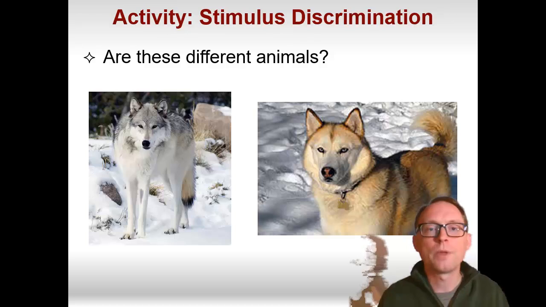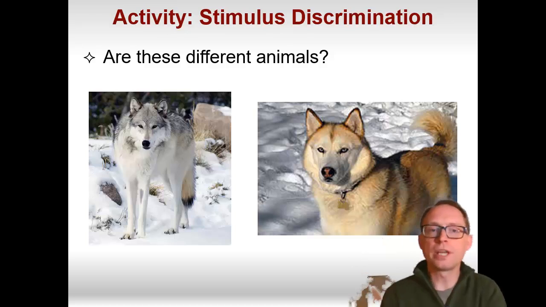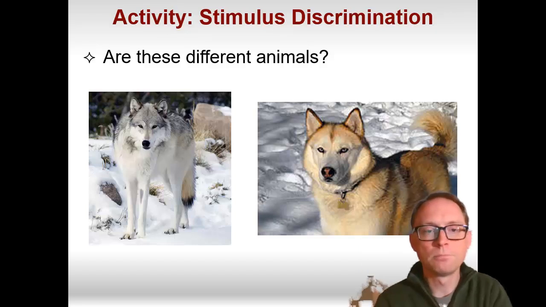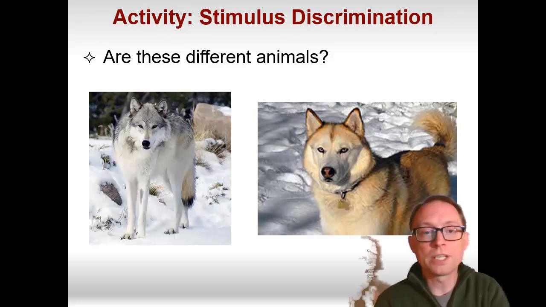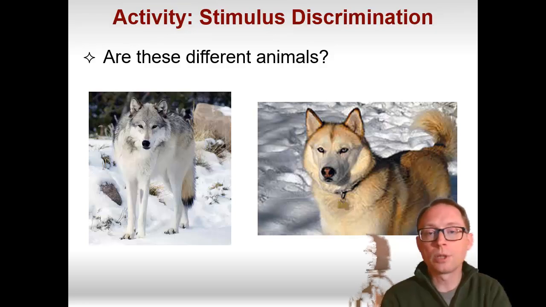All right. Still talking about classical conditioning. I want you to tell me, are these different animals? Well, the answer is these are. The one on the left is a wolf, and the one on the right is a Siberian husky. They look similar, but they're not the same.